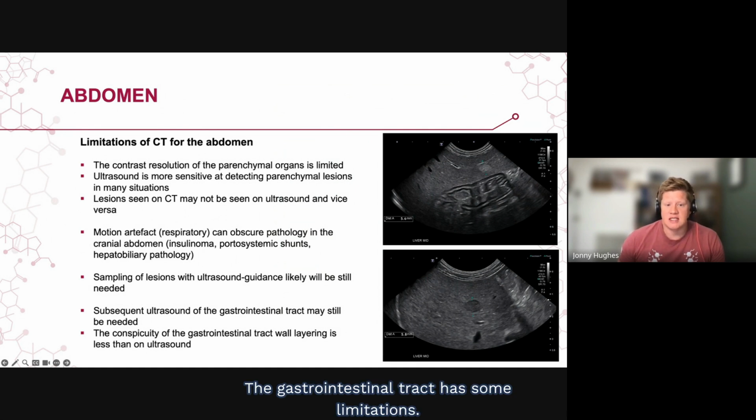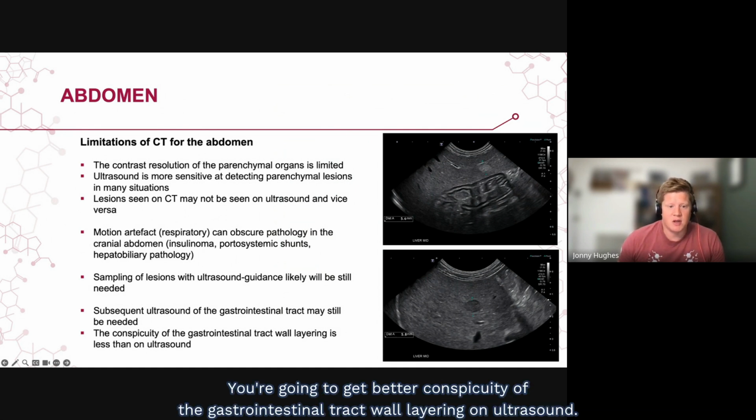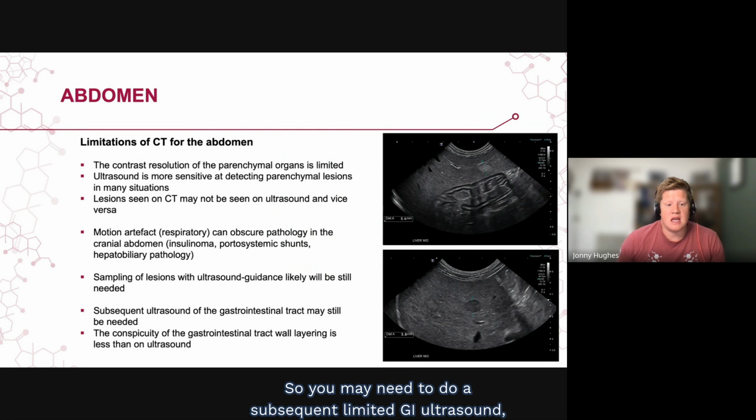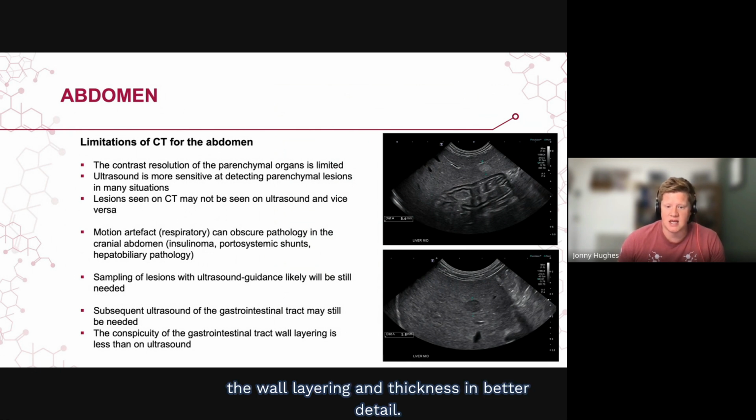The gastrointestinal tract has some limitations. You're going to get better conspicuity of the gastrointestinal tract wall layering on ultrasound. So you may need to do a subsequent limited GI ultrasound, particularly if you're investigating gastrointestinal tract disease, to assess the wall layering and thickness in better detail.